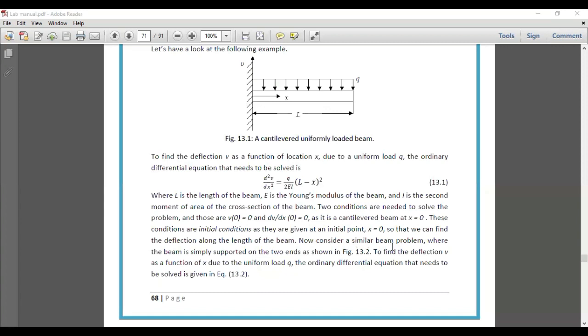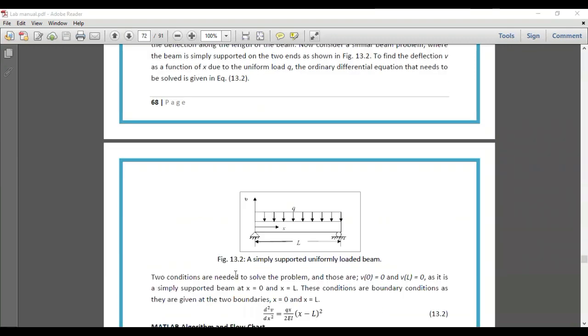Now consider a similar beam problem where the beam is simply supported on the two ends. To find the deflection V as a function of x due to the uniform load Q, the ordinary differential equation that needs to be solved is given in 13.2.